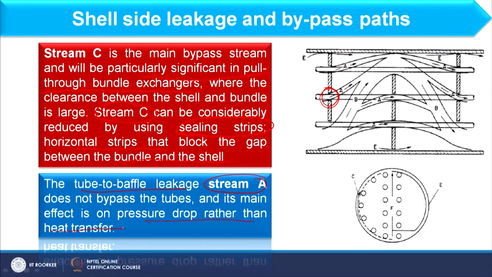So, these are different streams which are available in shell side, and Bell's method considers all these streams except one. And that stream which is not considered in Bell's method is stream F. Otherwise, it considers all different factors, all different streams, other than F.